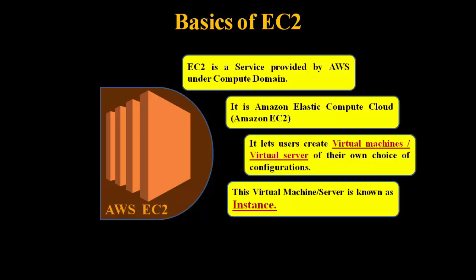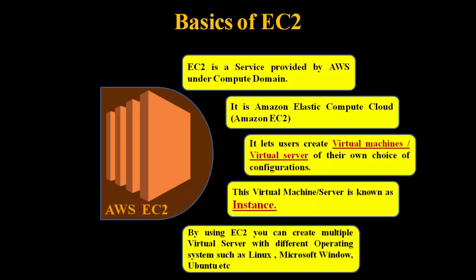This virtual machine or virtual server is also known as an instance. This is a keyword that you need to retain, because normally we will use instance in place of virtual machine or virtual server. By using EC2 you can create multiple virtual servers with different operating systems like Linux, Microsoft Windows, Ubuntu, etc. So in short, EC2 is a service provided by AWS under the compute domain, and using it we can create a virtual machine on the cloud.